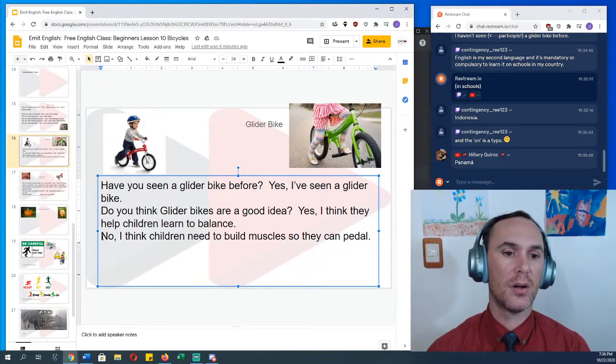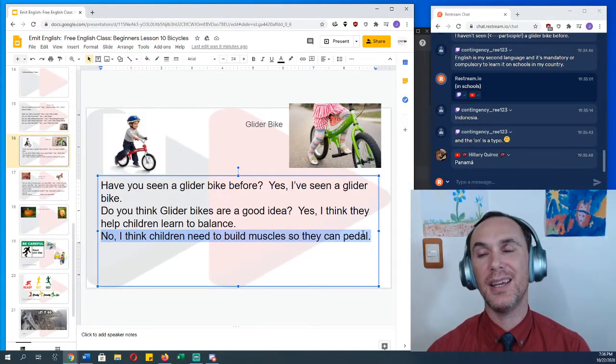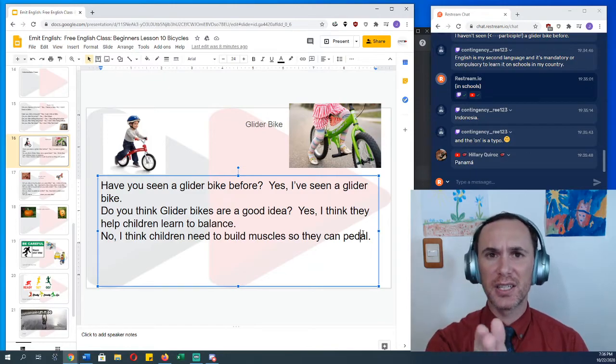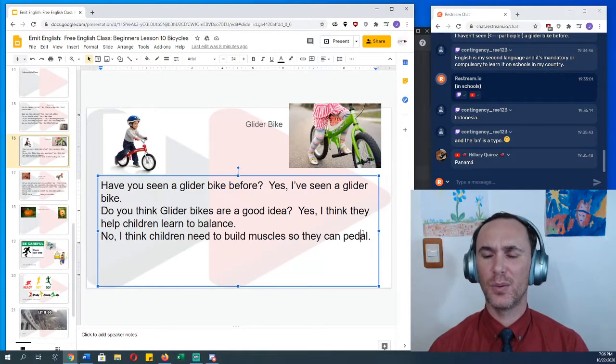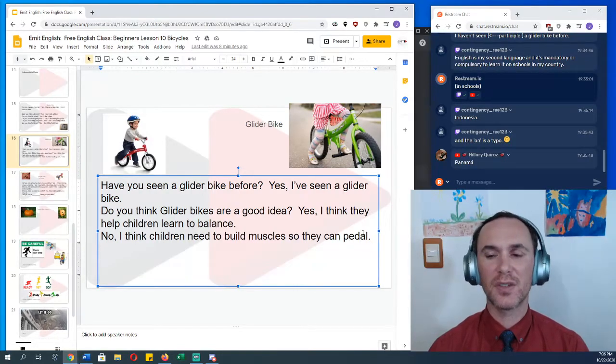Okay, so how to disagree. In English, we're pretty assertive. In America, we disagree to the point. We're very direct, we say, "So, no, I think children need to build muscles so they can pedal." So we can offer our opposite idea.